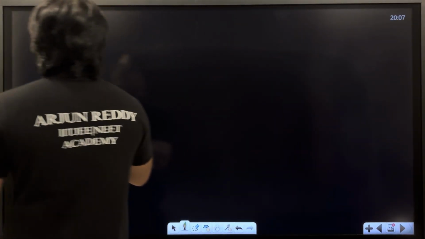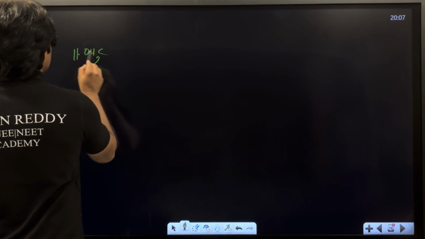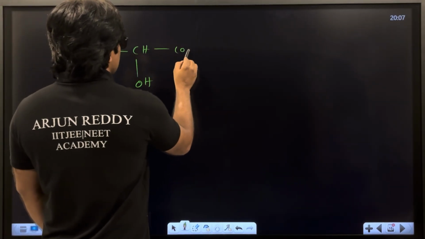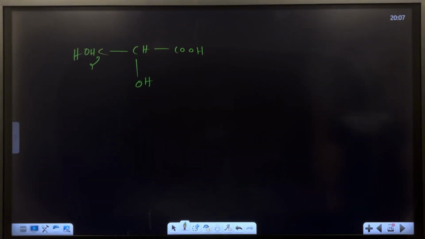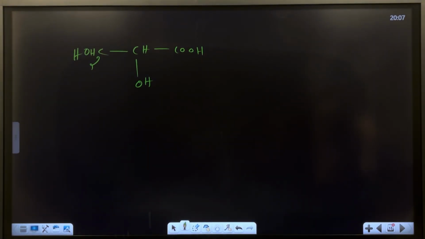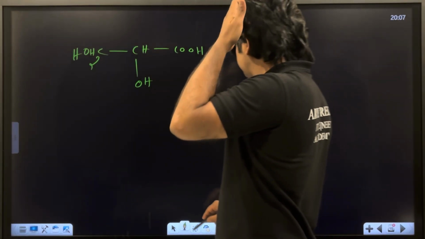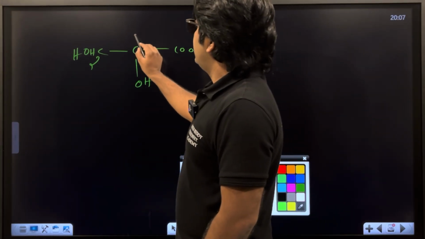Now just to convert this molecule onto the two-dimensional plane. CH2OH, CHOH, COOH. This is the given molecule. By using Fisher rules, convert that molecule onto the two-dimensional plane. So how to convert this molecule according to Fisher? First of all, here I am taking like this.